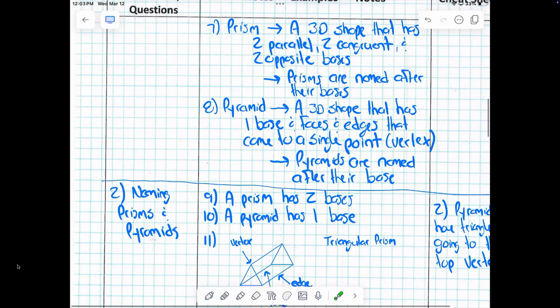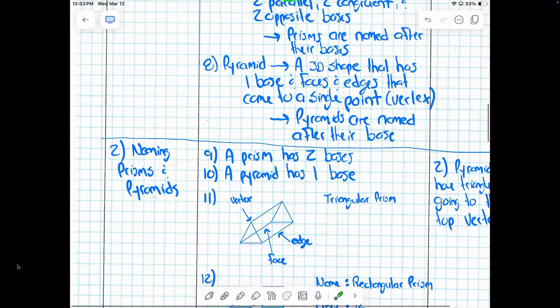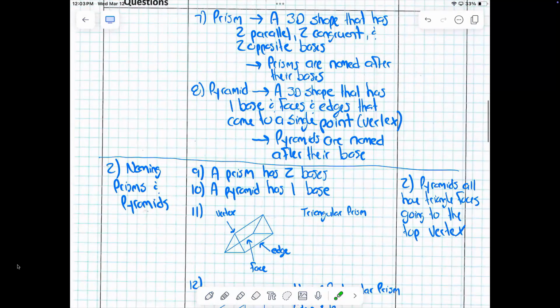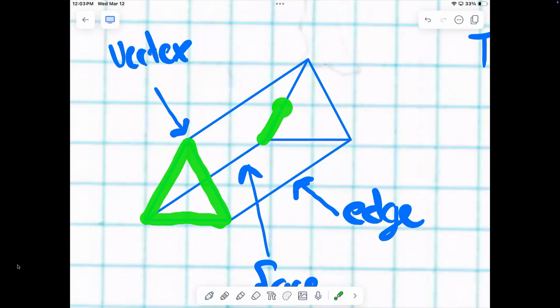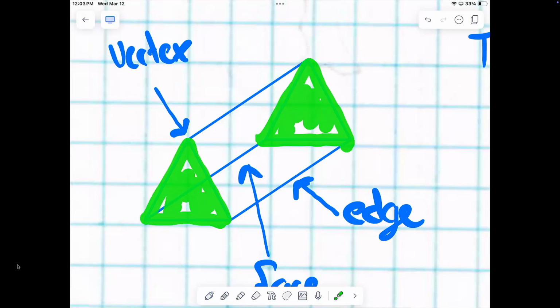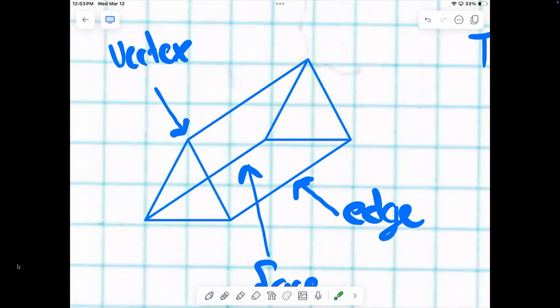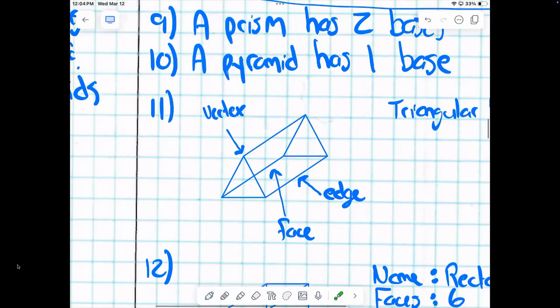Up here in our definition, we said prisms are 3D shapes. Is this a 3D shape? Yes. We said that they have 2 parallel bases. Do you see 2 bases here? The bases actually are the triangles because they're parallel. They're also congruent. Yes or no? Are they the same size? Are they opposite each other? So a prism has opposite, parallel, congruent bases, which means it has to have 2 of them, yes?